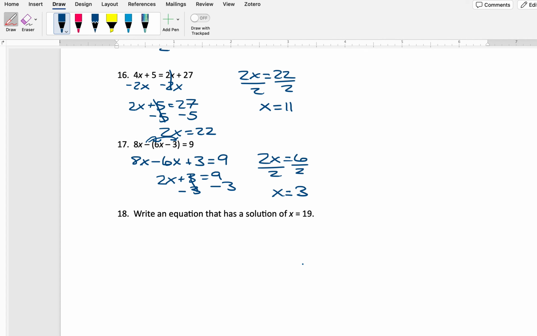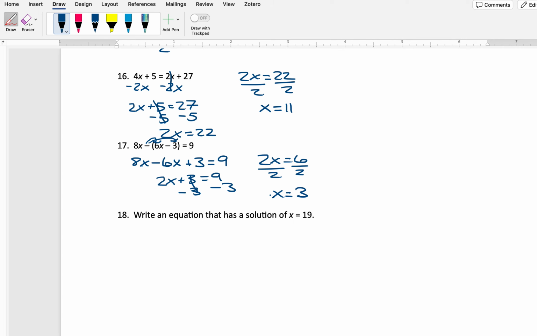And for the last question here, number 18, there are so many possible equations that you could come up with that have a solution of x equals 19. For example, I could say x plus 2 equals 21. I could say 2x equals 38. I could say 2x plus 2 equals 40. I'm sure you can think of more. There's infinitely many possible equations that would have a solution of x equals 19.